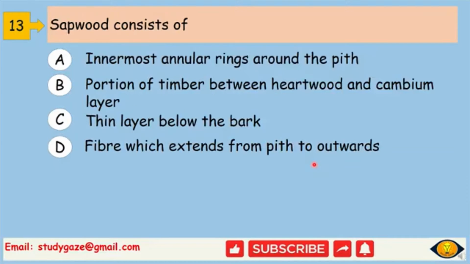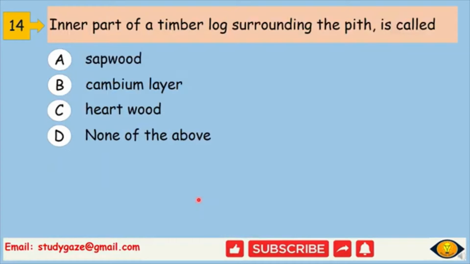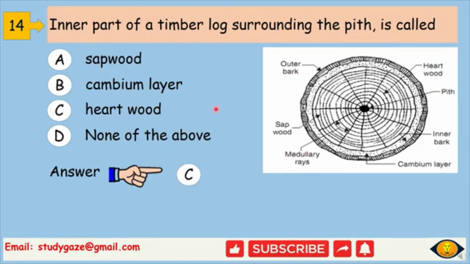13. Sapwood consists of: innermost annular ring around the pith, portion of timber between heartwood and cambium layer, thin layer below the bark, fiber which extends from the pith outwards. The answer is B, the portion of timber between heartwood and cambium layer. 14. Inner part of a timber log surrounding the pith is called: sapwood, cambium layer, heartwood, none of the above. Answer is heartwood.